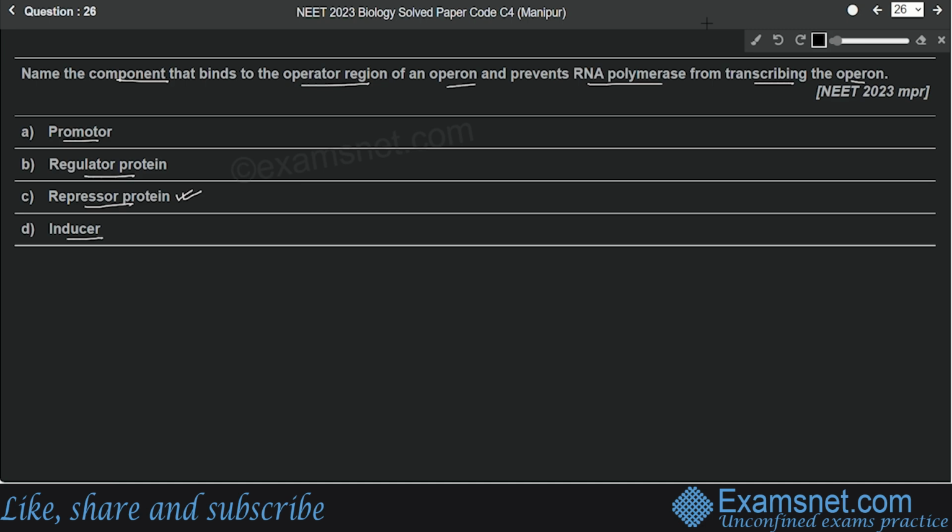Okay, so it can bind to the operator region or operator site to block transcription of downstream structural genes. So the correct answer will be option number C.